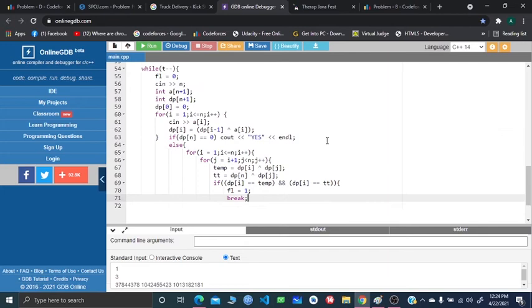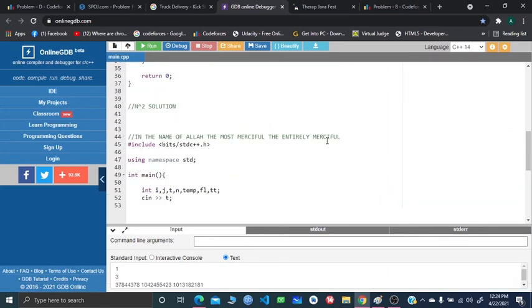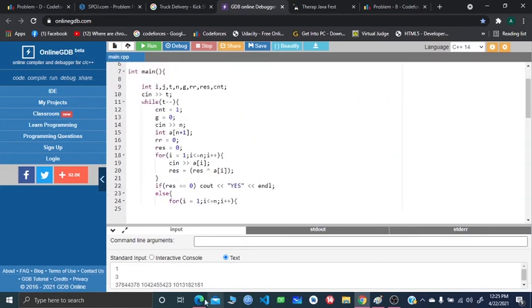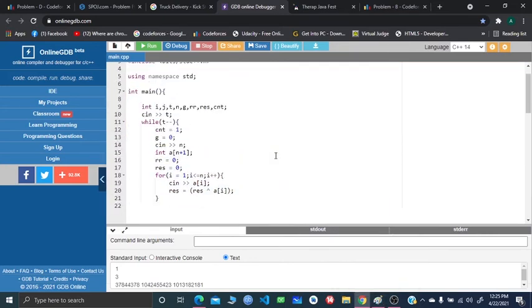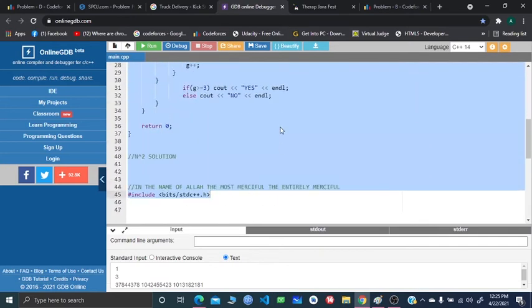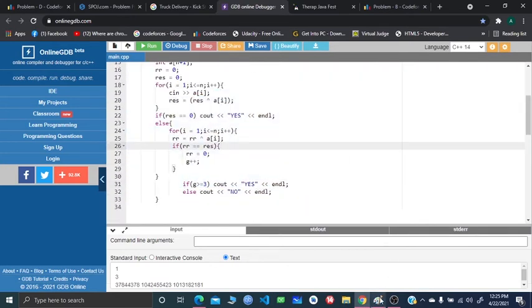So this was the big O of n squared part. What about the big O of n solution? I actually got to realize from the editorial portion that there is a big O of n solution. I looked at those solutions, so I'll just talk about that here right now.